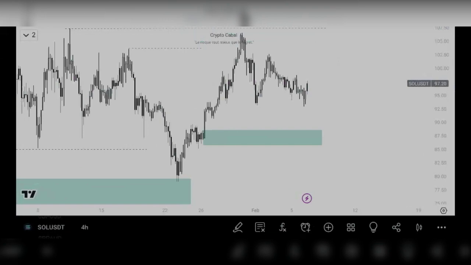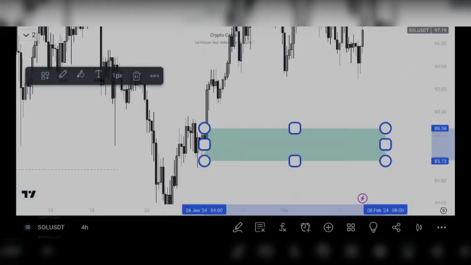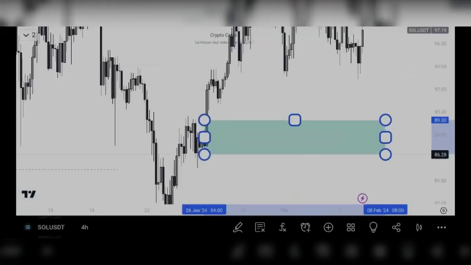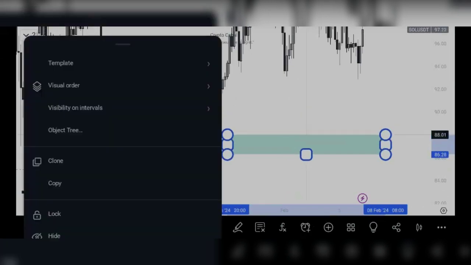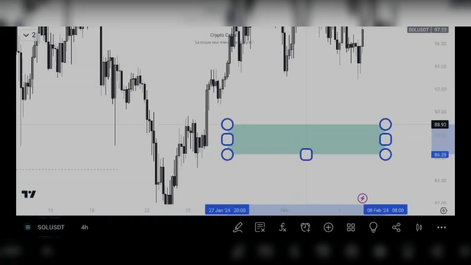So we should be looking at this particular point as our point of interest. Why should we be picking this point as our point of interest? What is the reason for picking this zone as our point of interest?